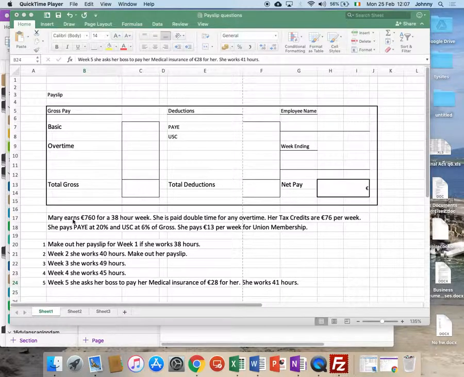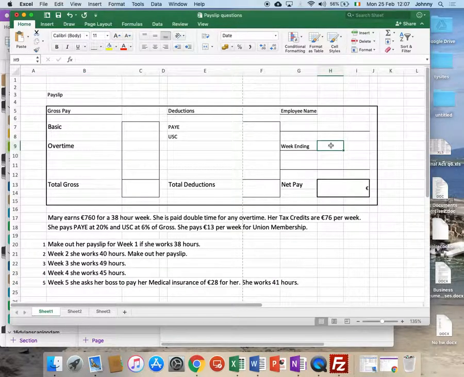Okay. So I'm just going through my example here. And I'm going to do question 1. And you'll be doing questions 2, 3, 4, and 5 for homework. So question 1. I want to make out a payslip. I want to fill this out for week 1, if this woman works 38 hours. So I'm going to call this week 1 over here, and we're going to say the name of the employee is Mary. Okay, that's the only information I'm given.